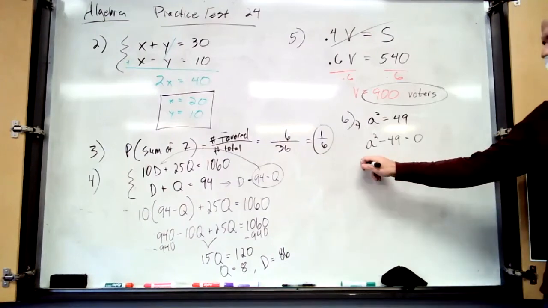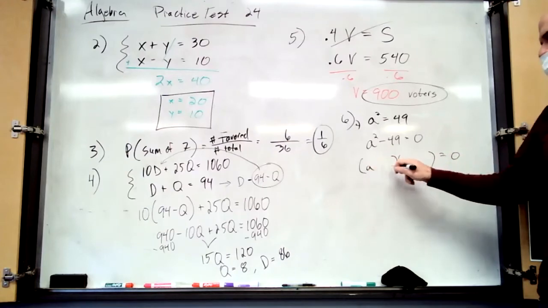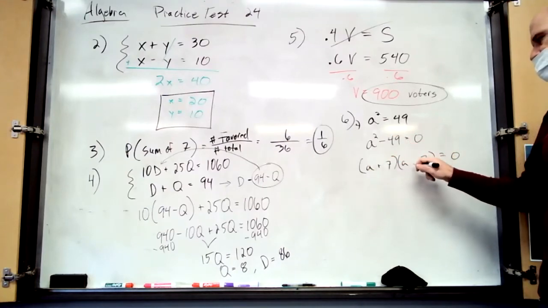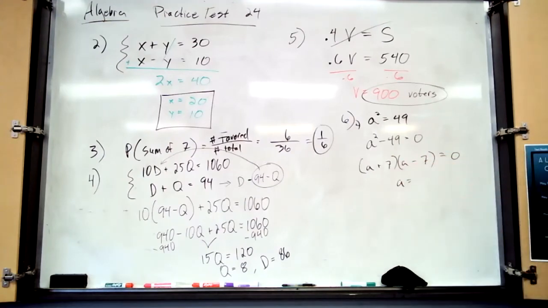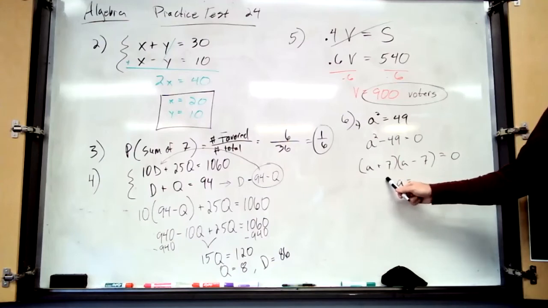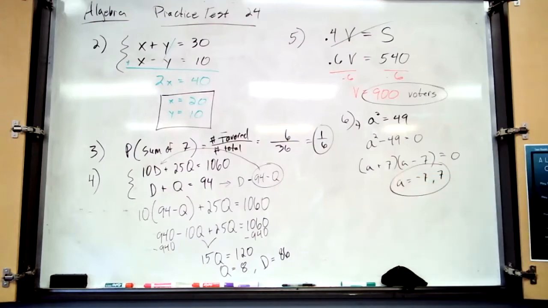So that's still this. A square root of the first, square root of the second. Adding one, subtracting the other. So what a's will make this 0? What a will make this 0? -7. What a will make this 0? +7. So there's your two answers.